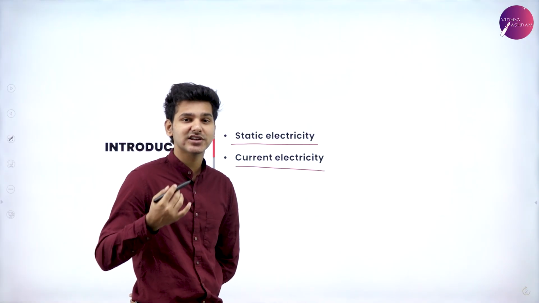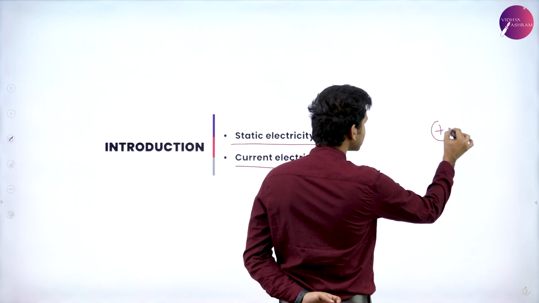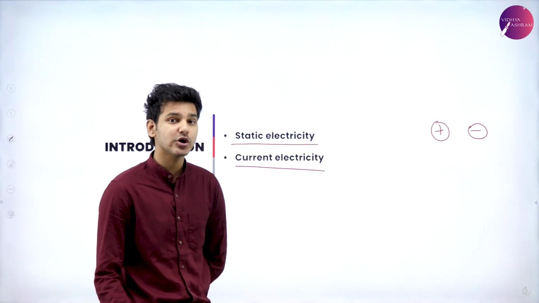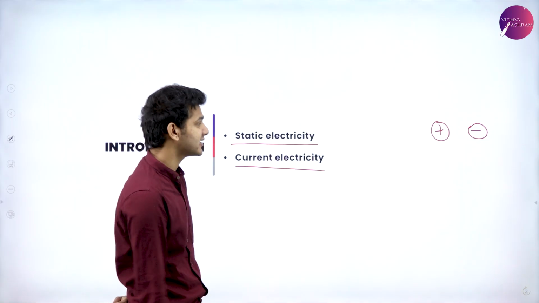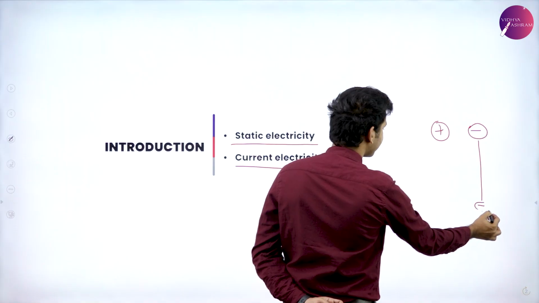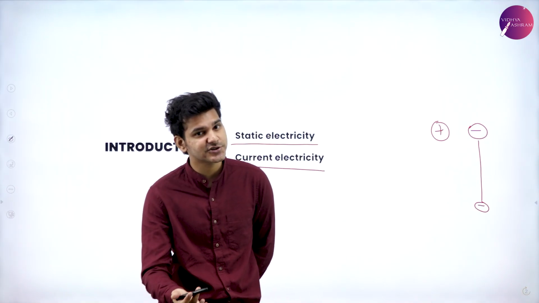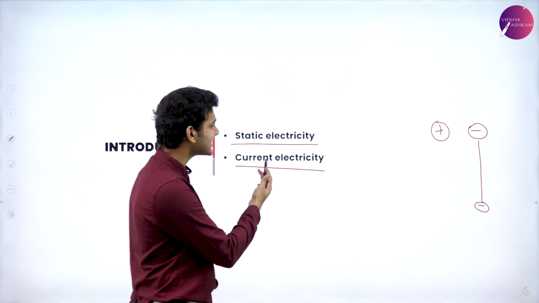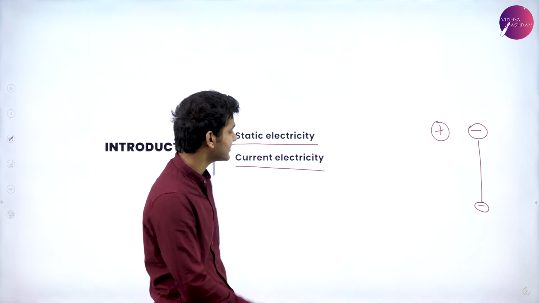We were dealing with charges which were initially at rest. In every instance we considered a charged particle which was at rest. And now we are going to deal with what happens when those charges grow a pair of legs and run around. So what happens when the charges run around from point A to point B? That motion of a charged particle is known as current electricity. We are upgrading from static charges which are at rest into charges which are in motion, that is current electricity.